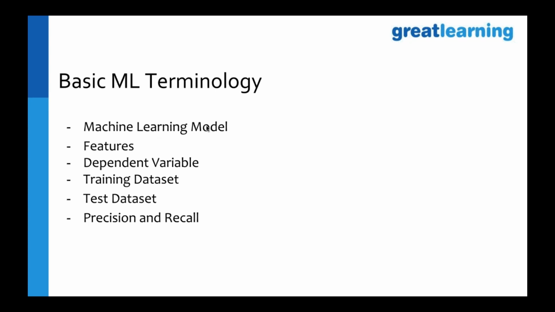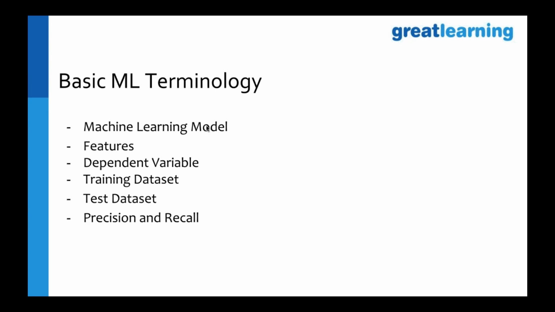So the learning that a machine has is called the machine learning model. It's the model, right? For example, regression analysis will build a regression model. Decision tree will build a tree-based model. So the learning that the machine has looking at data is called the machine learning model.